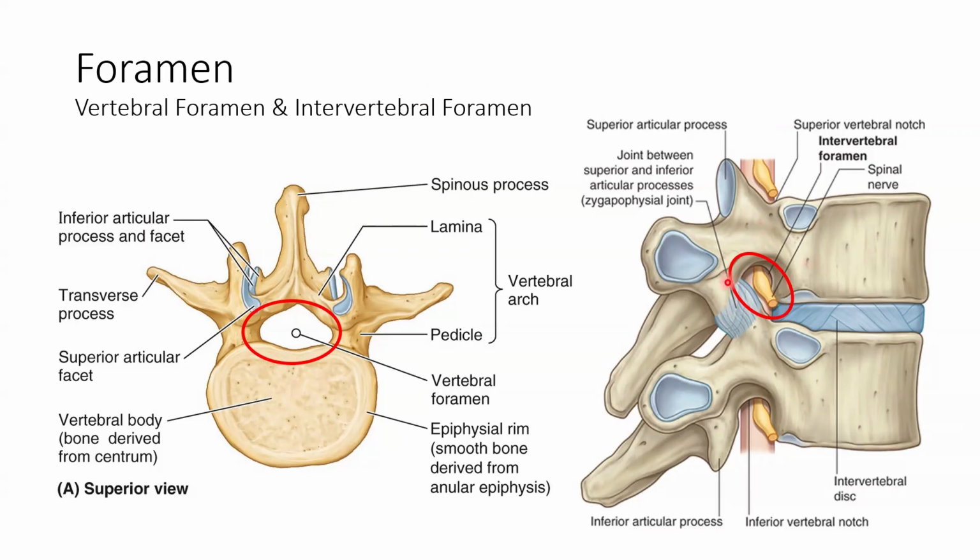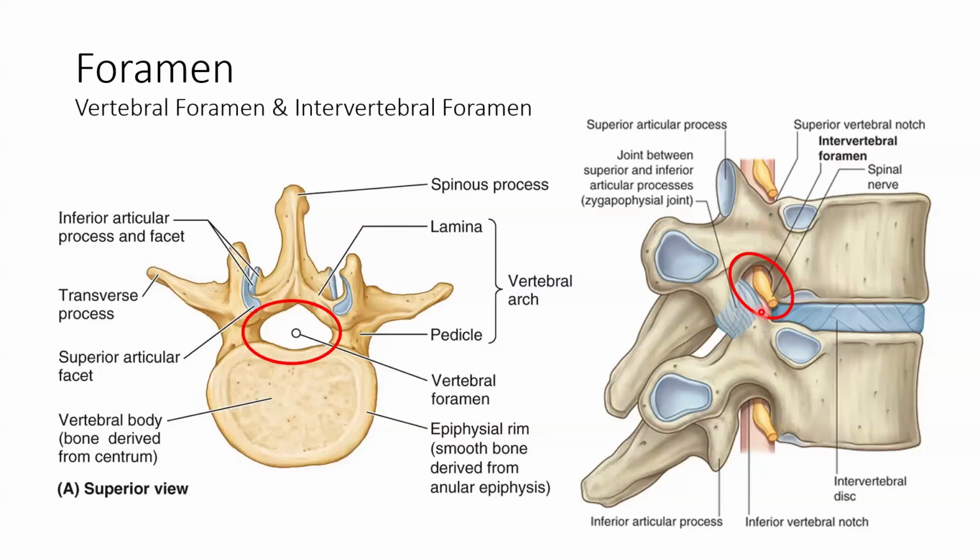Now, in this lateral view, we have to have adjacent vertebrae together to see this foramen, the intervertebral foramen. The intervertebral foramen is this opening right here that's created by the articulation of the inferior articular process here with the superior articular process here. Those coming together create this opening, and that opening is called the intervertebral foramen.